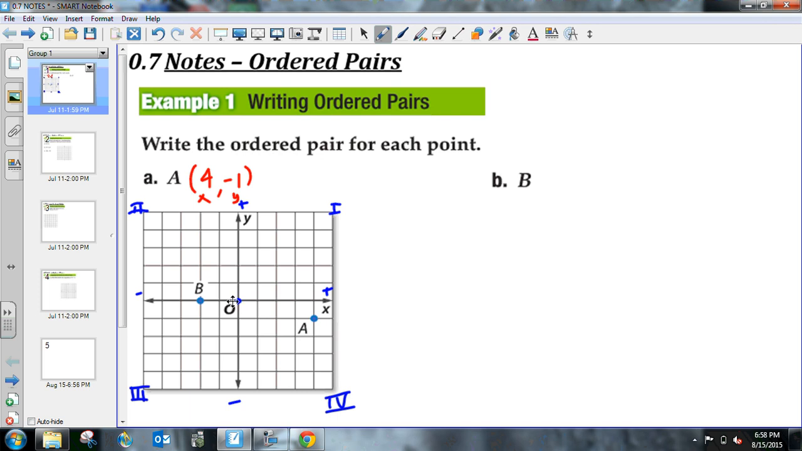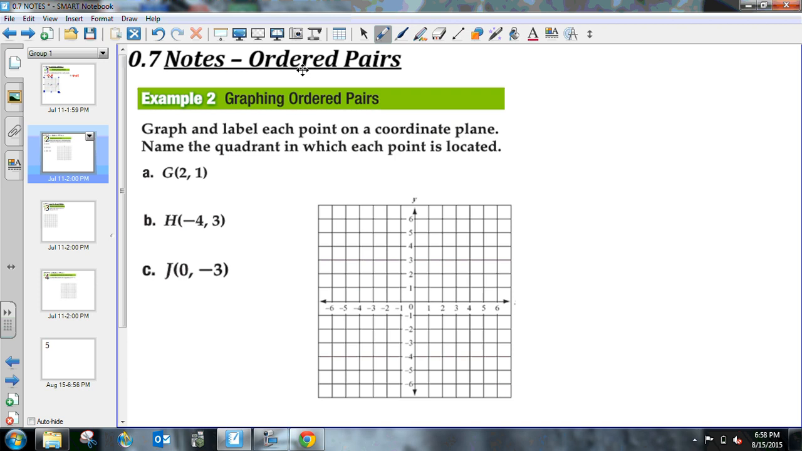Okay, for point B, I'm going to start at the origin. I'm going to go to the left. So I'm going to go over 1, 2. So my x value is negative 2, and then I don't move on my y-axis, so that's just going to be 0. So that's the point negative 2, 0. Okay? All right, let's take a look at example 2.